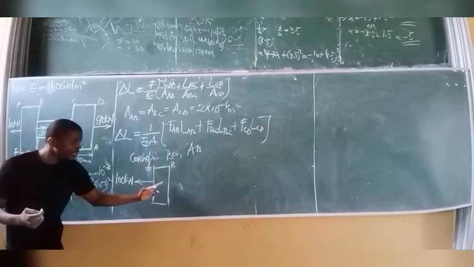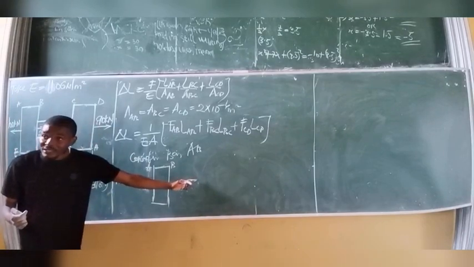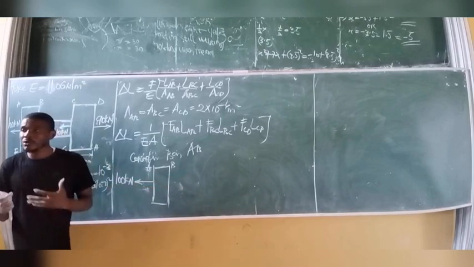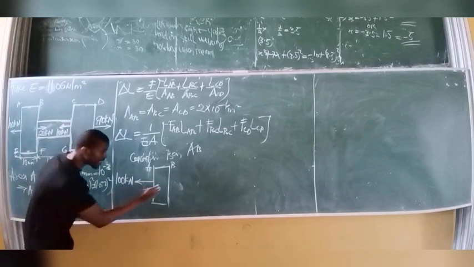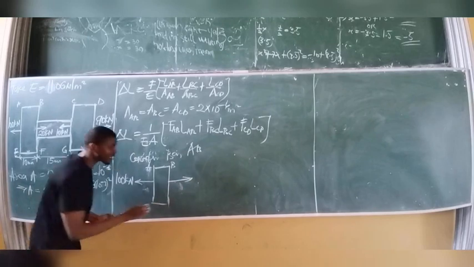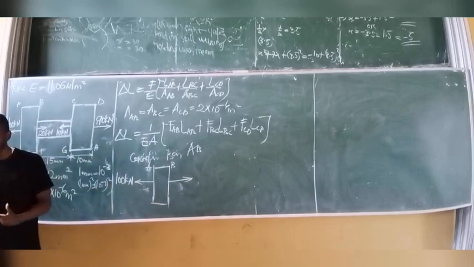Beautiful. So if I have 100 kilonewtons here, this is AB, that means for equilibrium to be achieved on this bar, how many kilonewtons must I have here? 100. For equilibrium, if I have 100 here, I must also have 100 here, and it must also be tension.